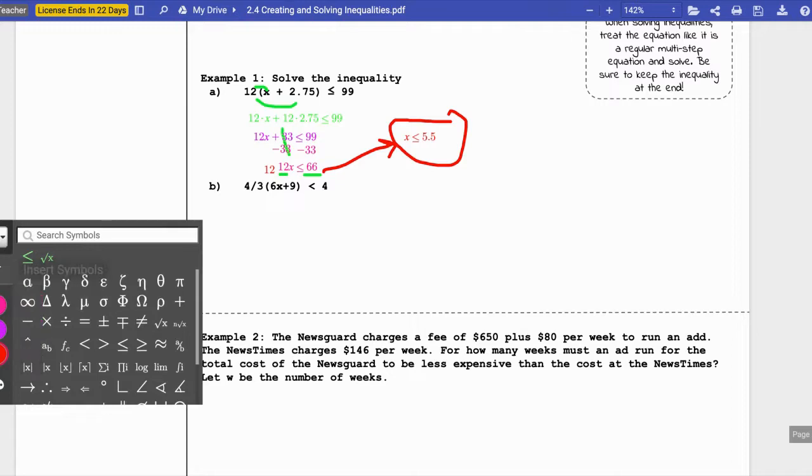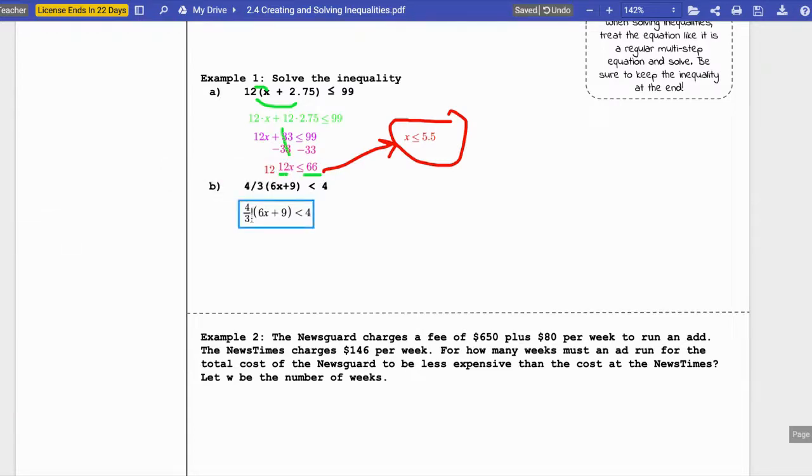All right, so first thing I'm going to do is rewrite this equation so you can see it in its true form, as a fraction. So it's 4 over 3, parentheses, 6x plus 9, and that's less than 4, so strictly less than 4.